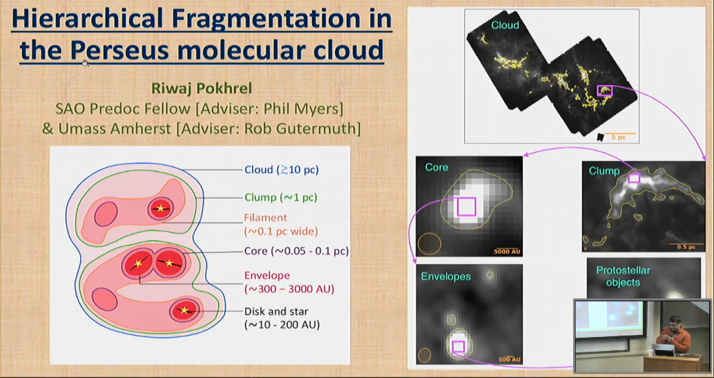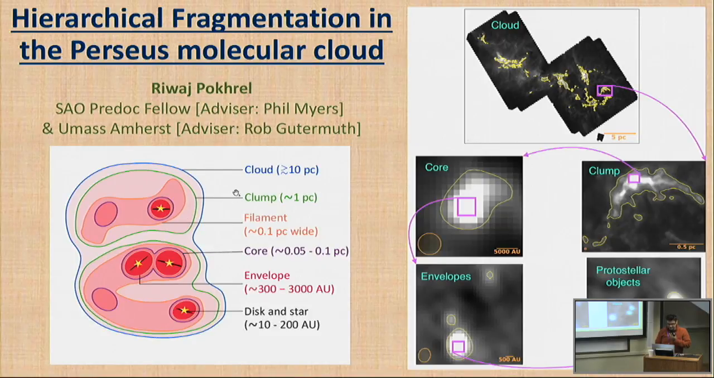Yeah, hi everyone. So my name is Riwaj Pokhrel. I've been working here for about 2 years with Professor Phil Myers. And I have been working on this project, hierarchical fragmentation in the Perseus molecular cloud. On the left, that's a very hand-wavy cartoon picture of all the different structures in a molecular cloud. I know Alyssa doesn't like boundaries, and I have a lot of boundaries in there, but that's just a cartoon picture, and I have a reason to make that.